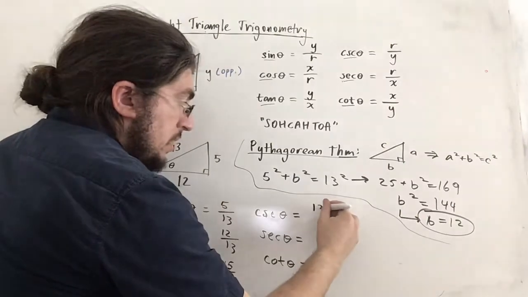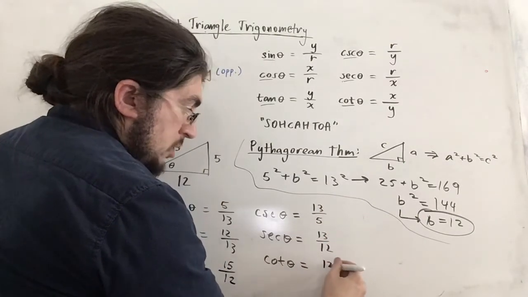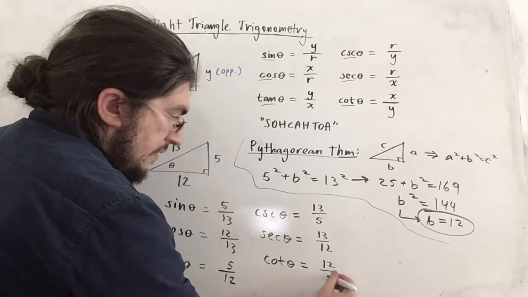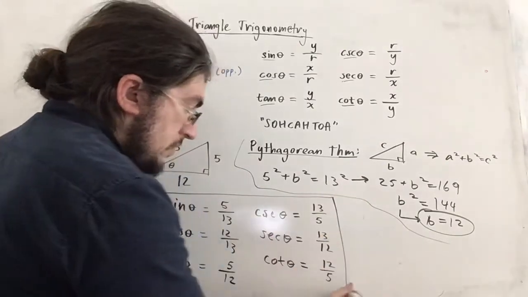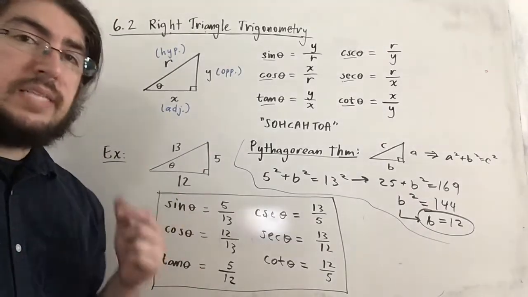So really, these ones are just 13 over 5, 13 over 12, and 12 over, I meant to say 5 here. 12 over 5. There we go. So that's it. This is the answer for this problem. I just wanted to find all trig ratios of this angle.